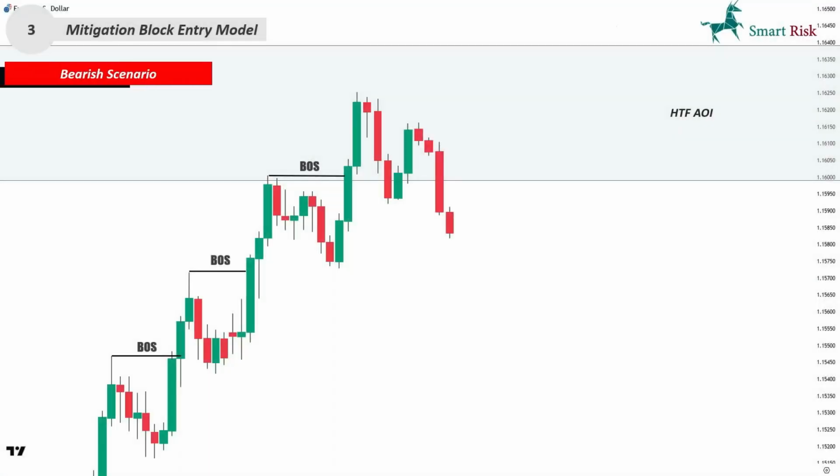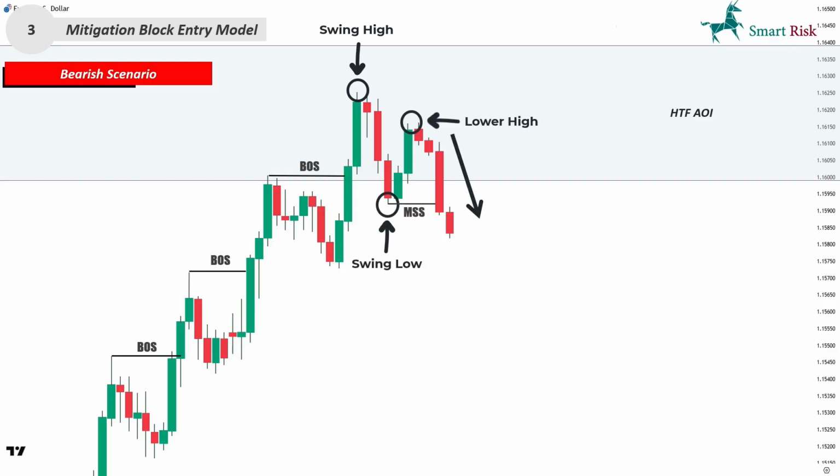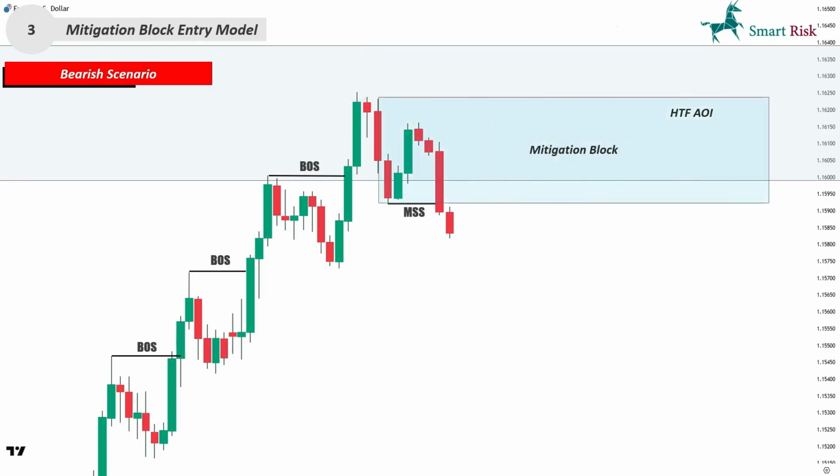A bearish mitigation block is the exact opposite. Price needs to form a swing high, then a swing low, followed by a lower high before a market structure shift with a bearish displacement leg that is closed below the first low. In this case, the mitigation zone will be the down-close candle or series of down-close candles formed between the first swing high and the swing low.